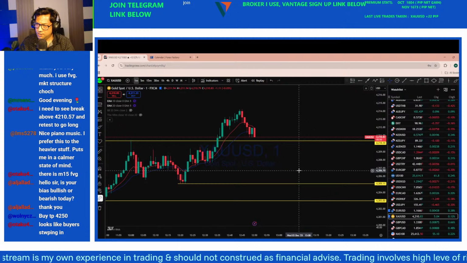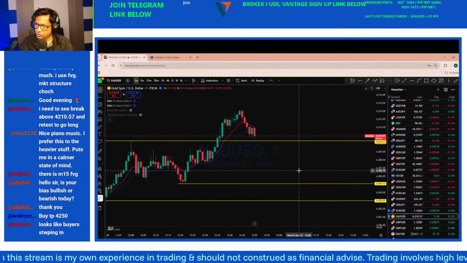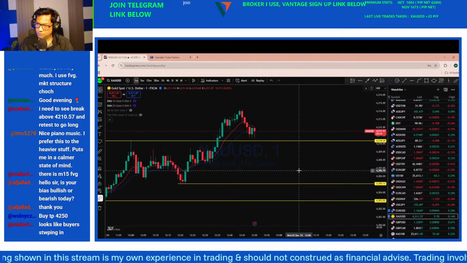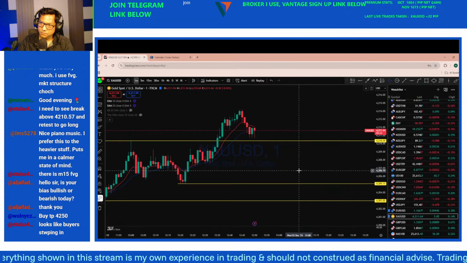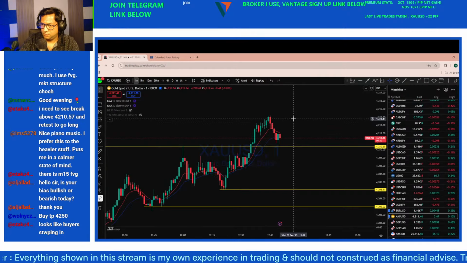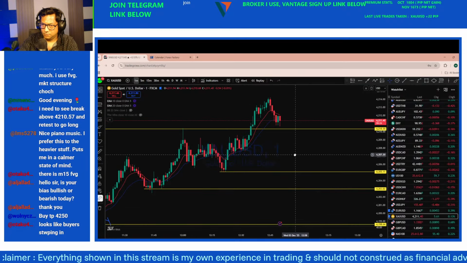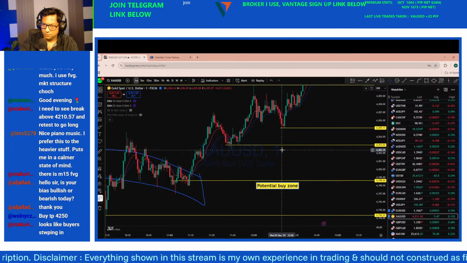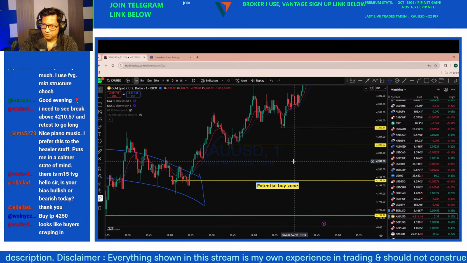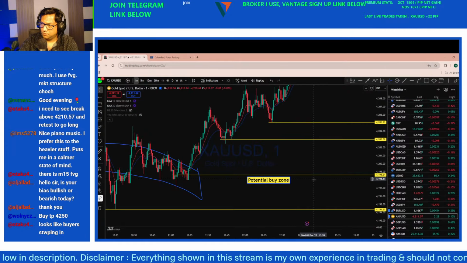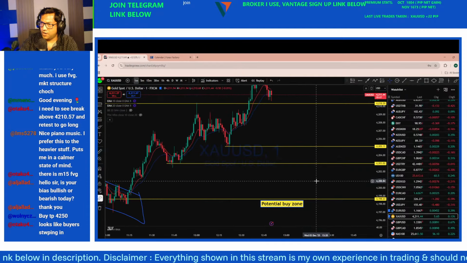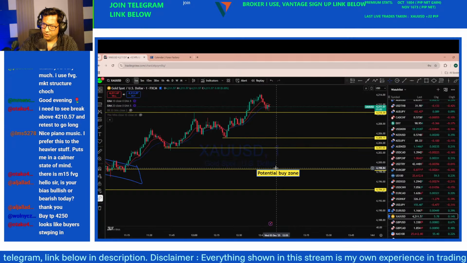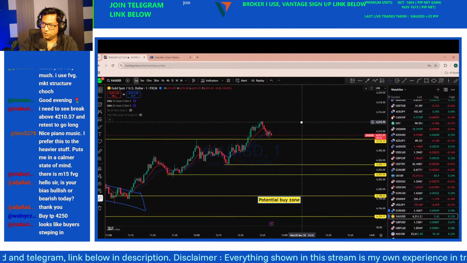The recent support that the market has created for 205, 4198 or 4200 is a slightly ambitious level here. If the spike brings the market below here, it's a good area for potential buying.